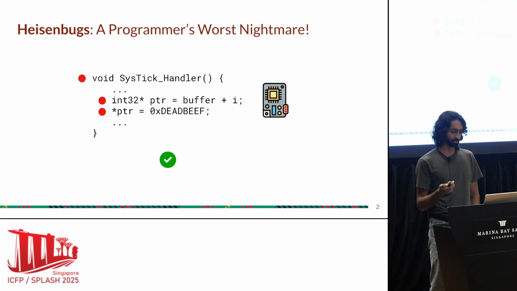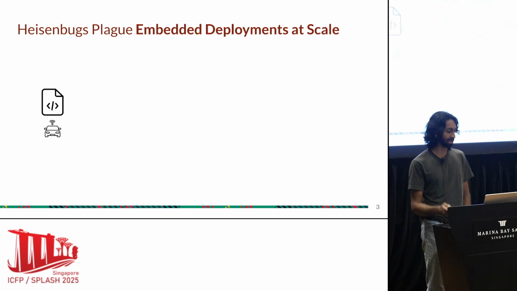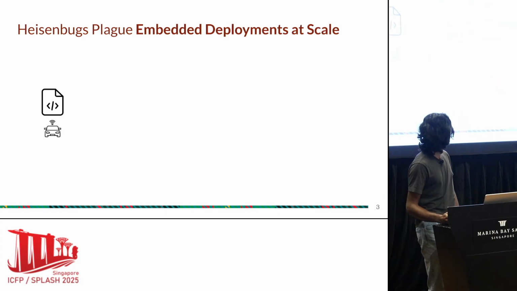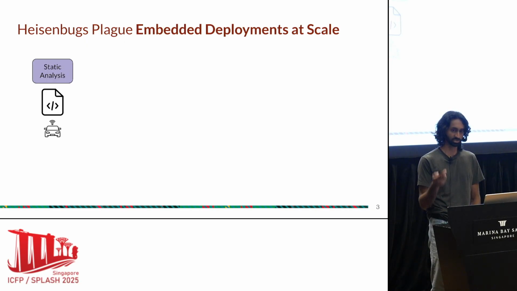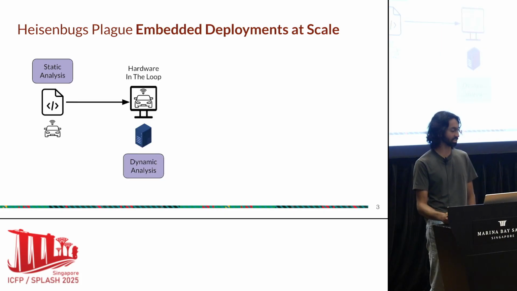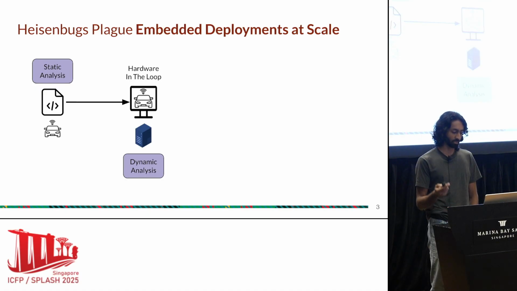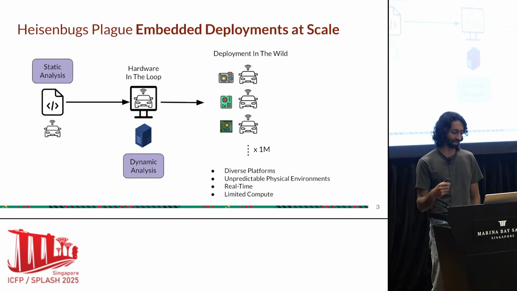While this is just a simple example though, heisenbugs plague embedded deployments at scale. If you consider typical deployments, you often run static analysis tools followed by hardware-in-the-loop simulation testing with intense dynamic analysis bug detection techniques. But when you finally deploy these systems in the wild, they're running across millions of diverse platforms in unpredictable physical environments. Thus, due to complex edge cases, it's no surprise that these often encounter bugs.